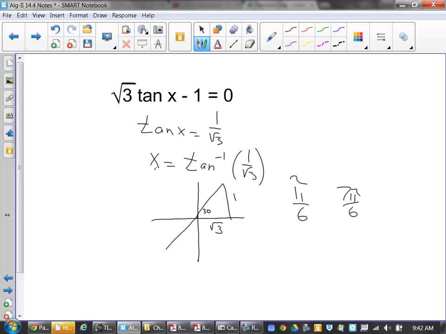But how did you know to find this 7 pi over 6 in the third quadrant? Tangent's positive. Remember, tangent is opposite over adjacent. When you have opposite over adjacent and they're both negative, negative divided by negative is positive.